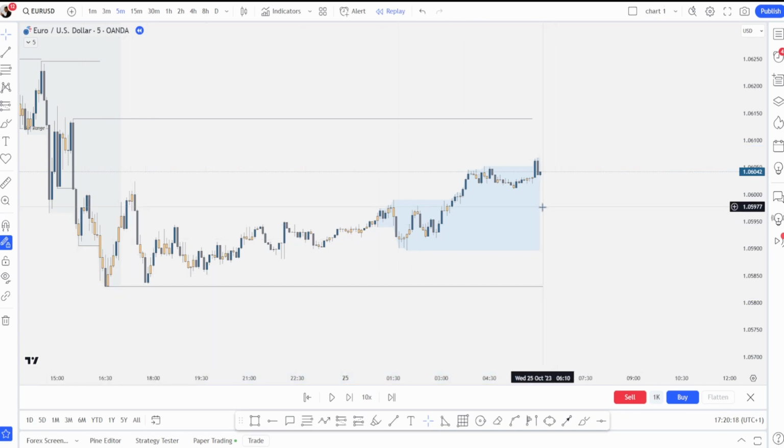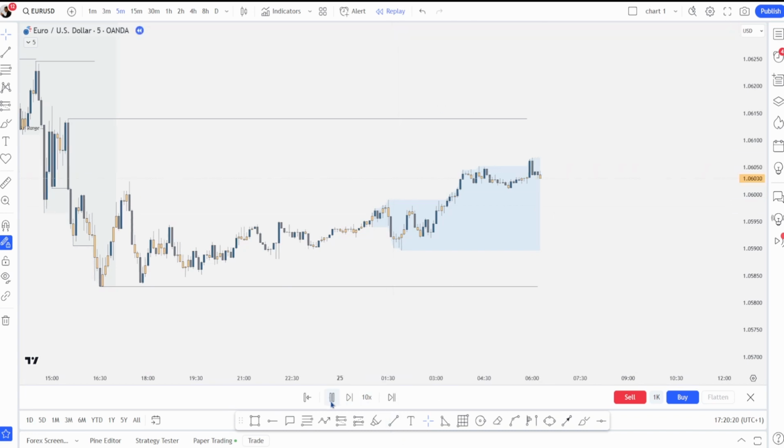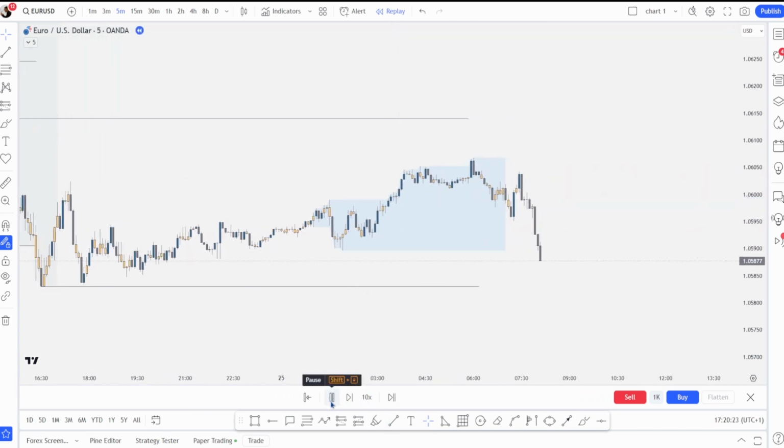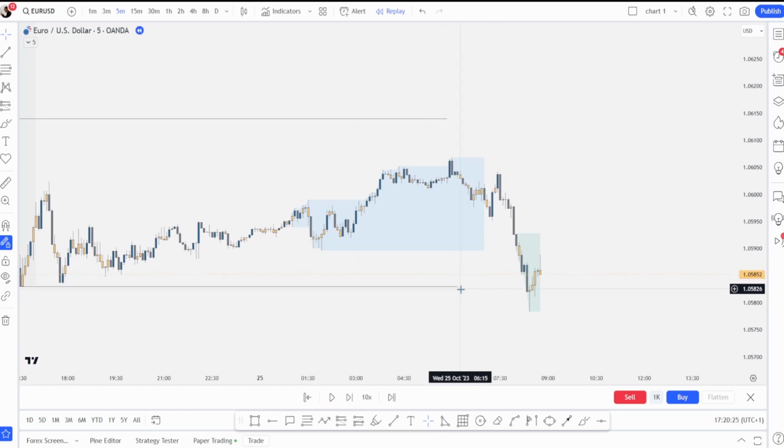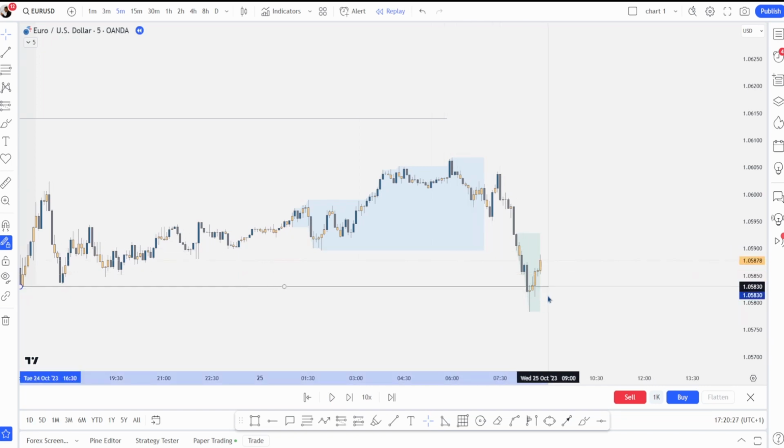Like so. Again, this is not very common that you're going to get this. Just wait for it. There we go. Perfect. Right, now we can start tracking our ranges again.